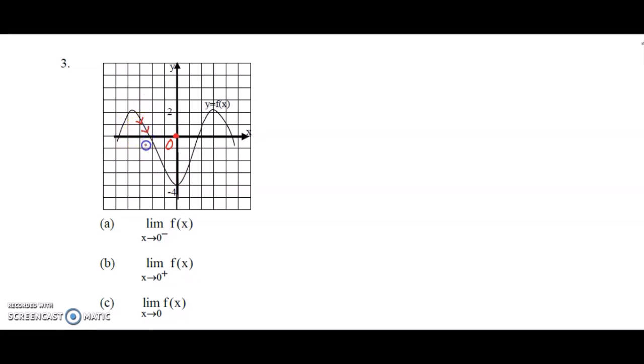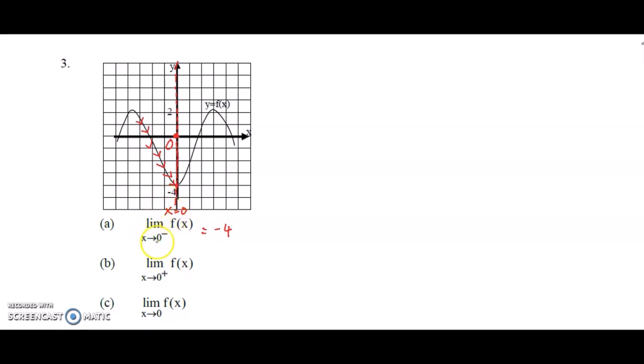So we trace the graph. As x approaches 0 from the left hand side, we can see that y approaches negative 4. So the answer for the limit of f(x) when x approaches 0 negative is equal to negative 4. First of all, we must know that the 0 does not mean only this point, but the entire line of the y-axis. This is x equals 0.